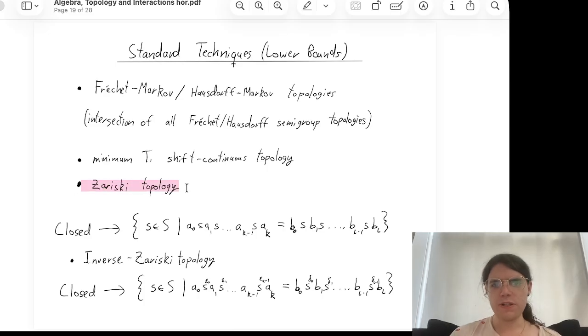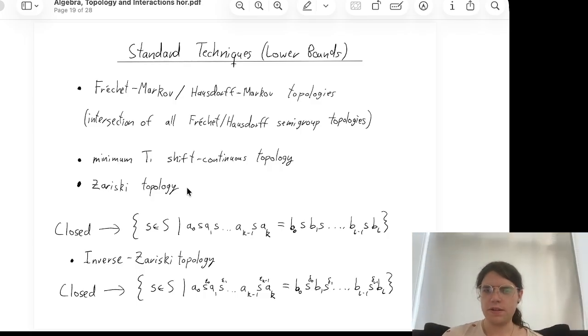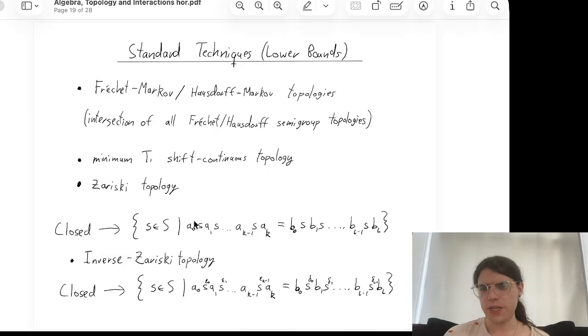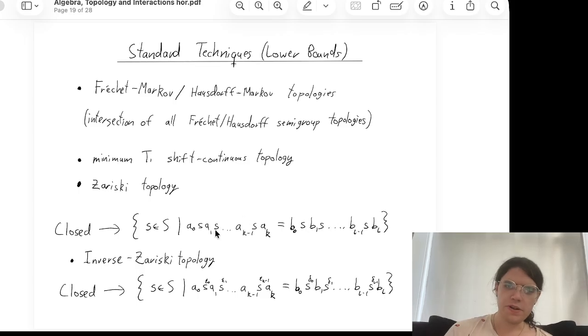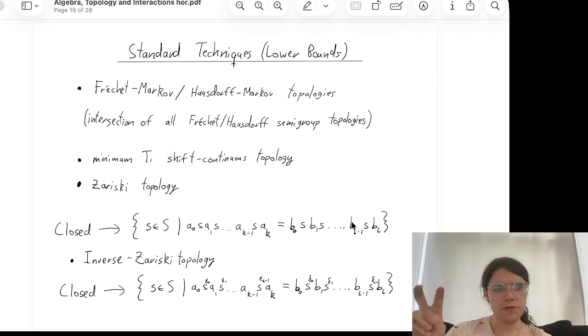And there's the Zariski topology, which I think is the most important one. This is the topology defined by the closed subbasis consisting of elementary algebraic sets. An elementary algebraic set is the set of solutions to what you could call semigroup polynomials, maps defined using the semigroup operations. Any algebraically definable set like this is called elementary algebraic. In nice algebraic structures, these are closed, and you can prove that these are closed in any Hausdorff semigroup topology.